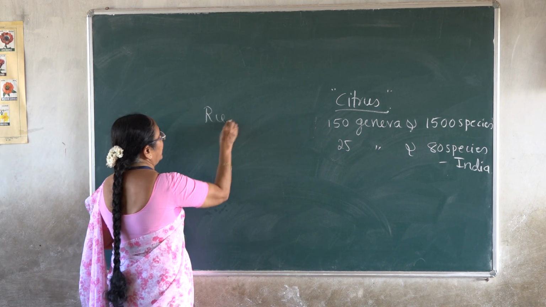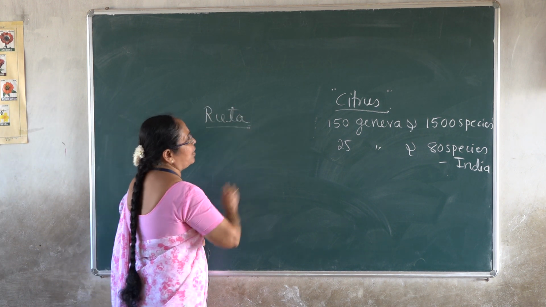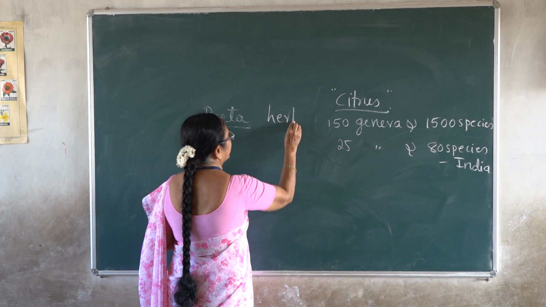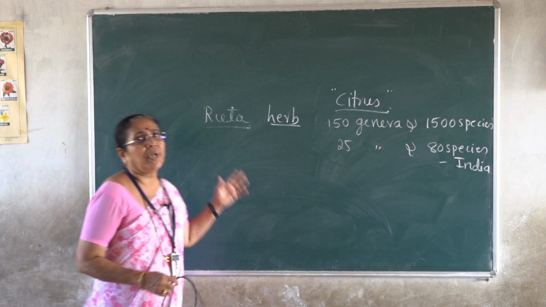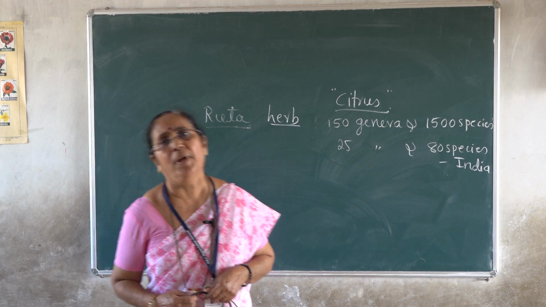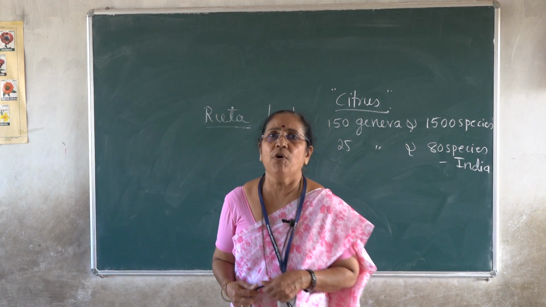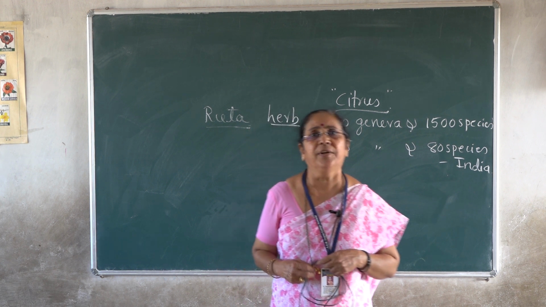Ruta is one of the plants. Ruta graveolens is one of the plants which is herbaceous in nature. This is a herb. And apart from Ruta graveolens, most of the plants which belong to this family are shrubs or trees or small sized trees.